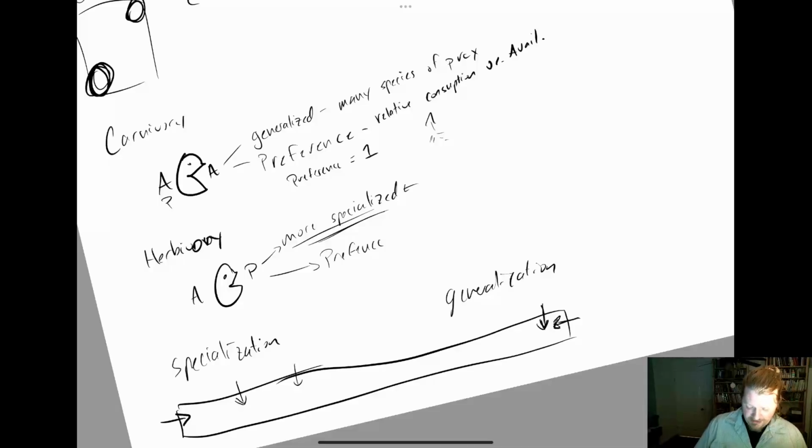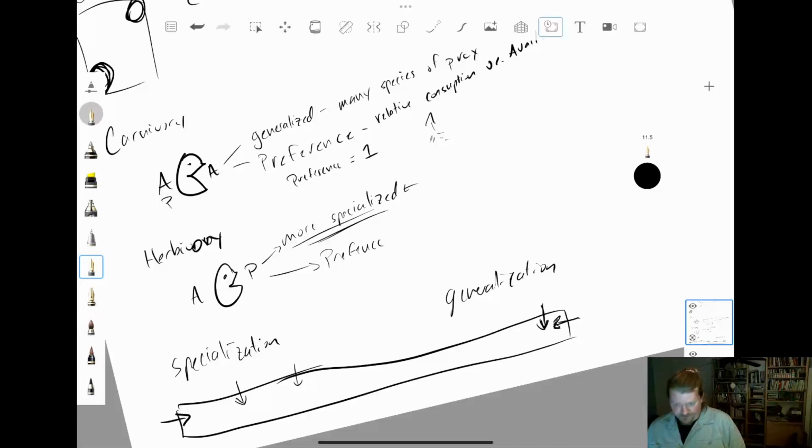And in fact, I'll probably do a case study of that one for this week. Okay, that is carnivory versus herbivory. Sweet.